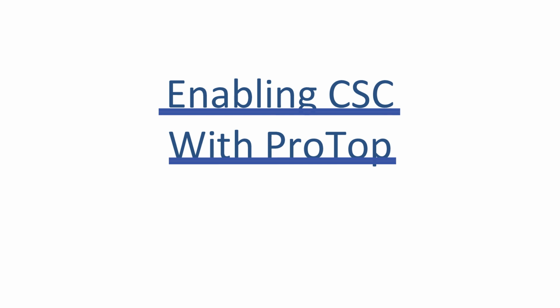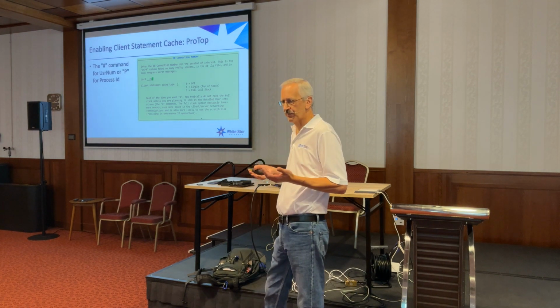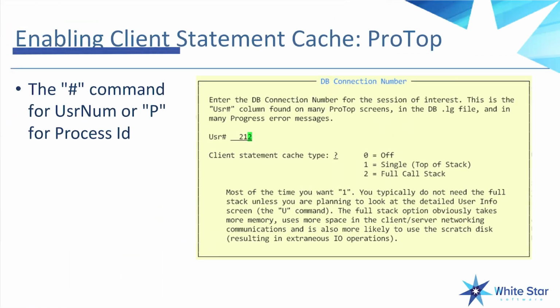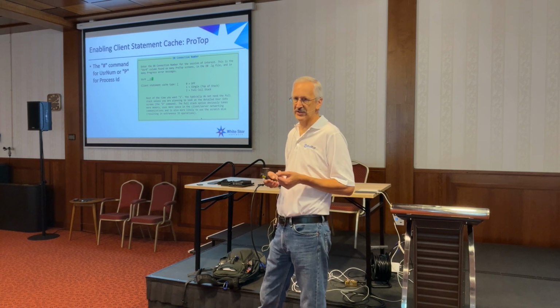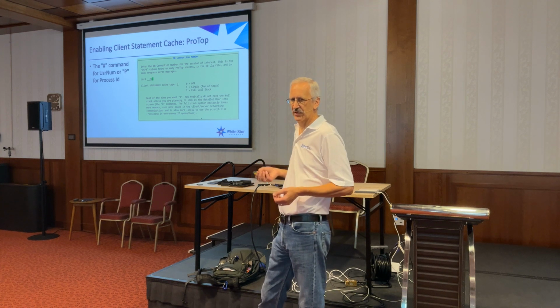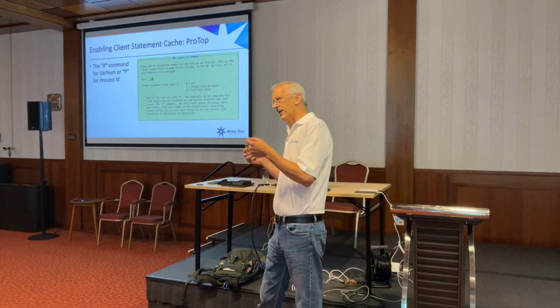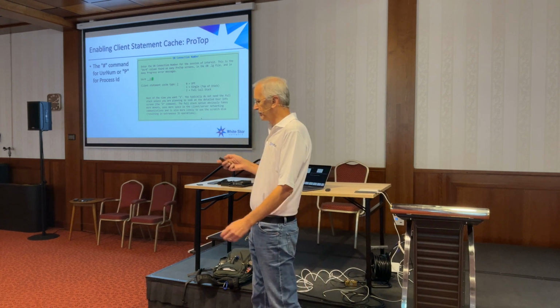And then ProTop has a couple of screens where you can enable the client statement cache for a specific user by putting their user number in, or you can do a process ID. Sometimes you're at the operating system level and you can see a Progress session, you have the PID from the process, but you don't know what the user number is. So it's easier to just put the process number in here rather than try to figure out the user number. You'd have to go into the log file, grep for the process ID, and then find the user number from that. Or you can just go through this.